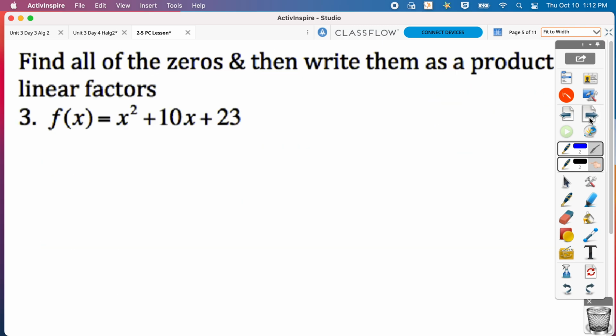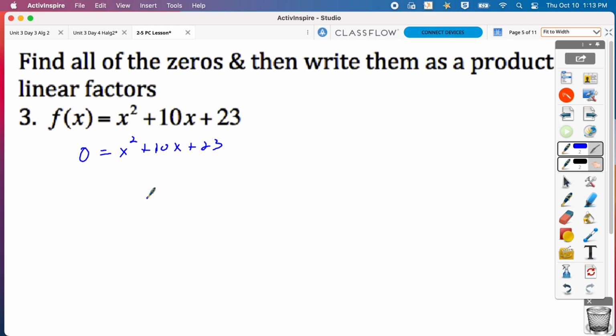All right, now I'm going to ask you to find all the zeros, and then we're going to write them as a product of linear factors. So we're going to find zeros and write factors. So to do this problem, I'm going to solve it. 23 doesn't add, nothing multiplies to give me 23 and adds to give me 10. So that tells me I'm going to get some uglier numbers, some square roots, some imaginaries.